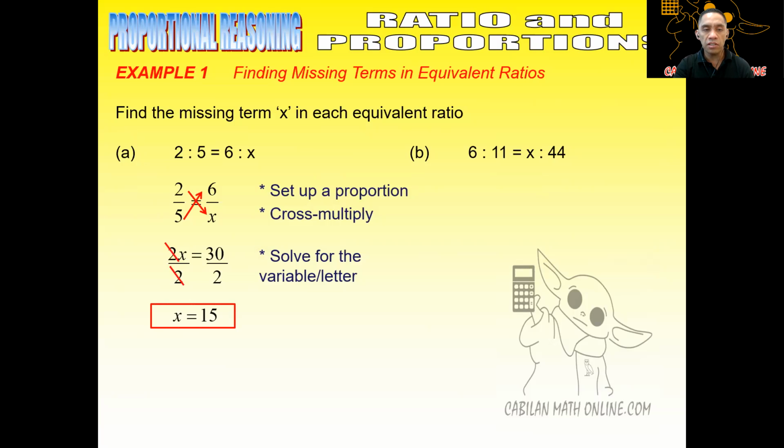All right, so you've seen the first example here. So take a moment to try the next example for yourself. You can pause the video if you want.